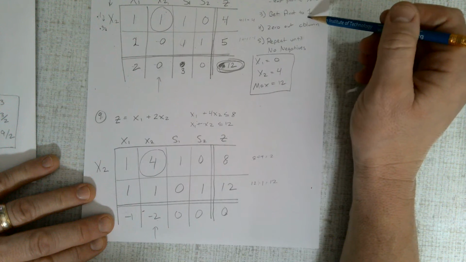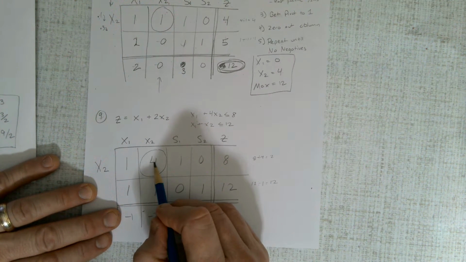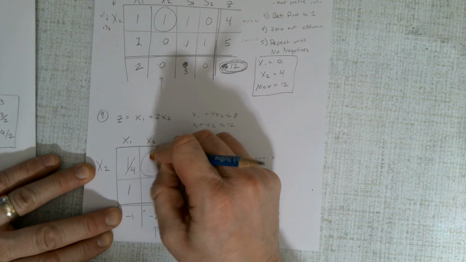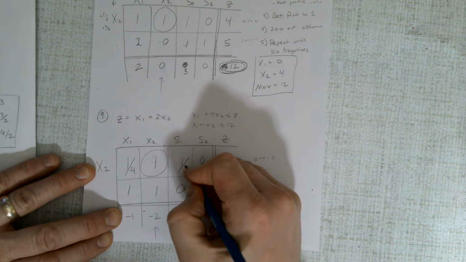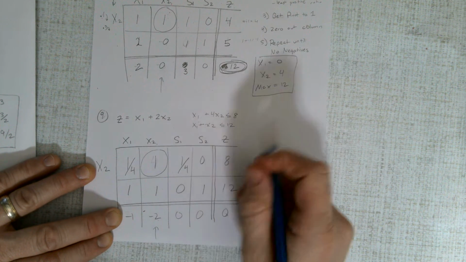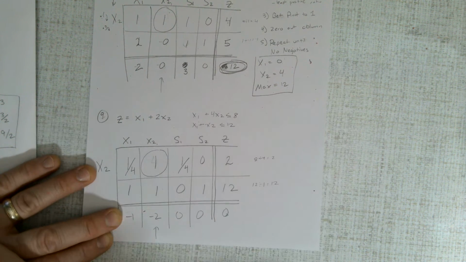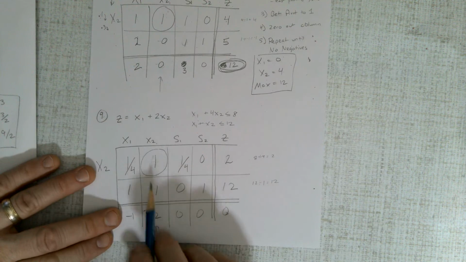We need to get the pivot to 1 though. So this is a 4, so we're going to divide everything in this row by 4. That changes this to 1. Change this to 1/4. Still 0. 8 divided by 4 is 2. So now we have the pivot as 1.